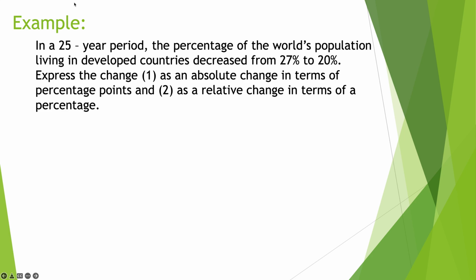Let's go on to our next example here. In a 25-year period, the percentage of the world's population living in developed countries decreased from 27% to 20%. This really surprised me. Express the change, one, as an absolute change in terms of percentage points, and two, as a relative change in terms of percentage points.